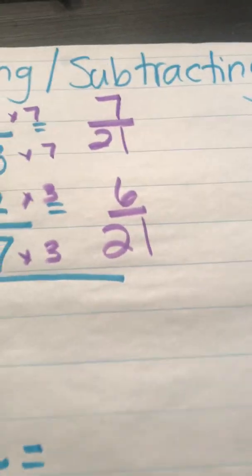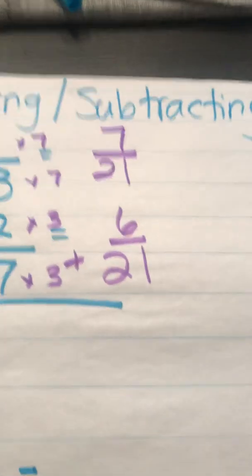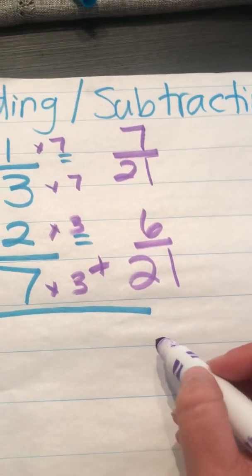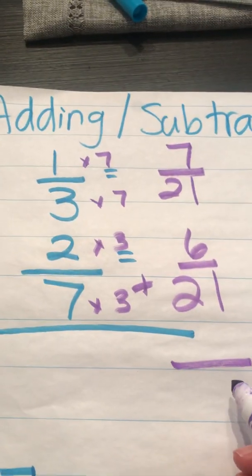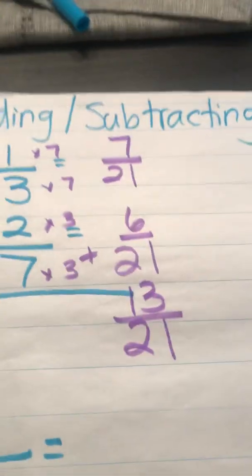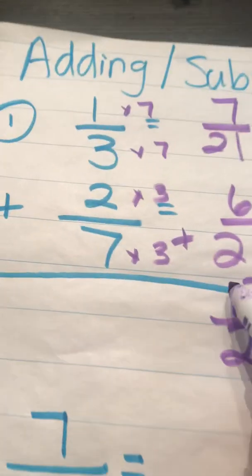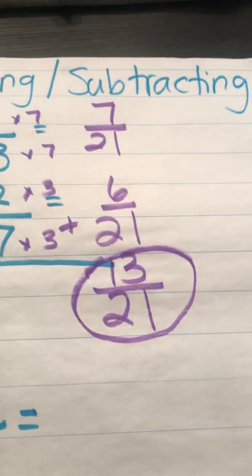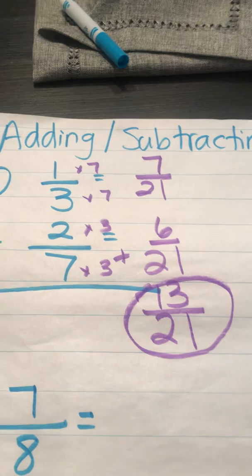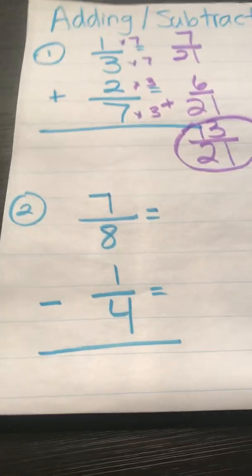Now I have 7 over 21 plus 6 over 21. So you have to add your numerators. 7 plus 6 gives me 13, and then your denominator stays the same. So this is my answer. There's nothing that can go into 13 that can also go into 21. It is simplified. Now let's look at number 2.